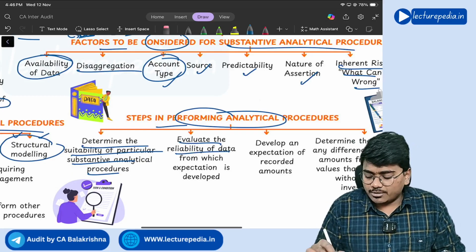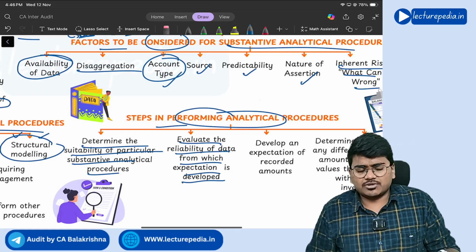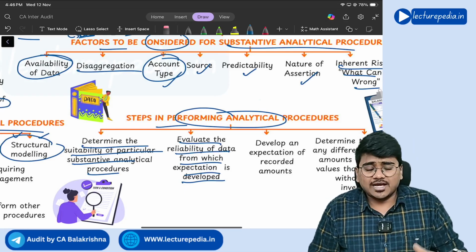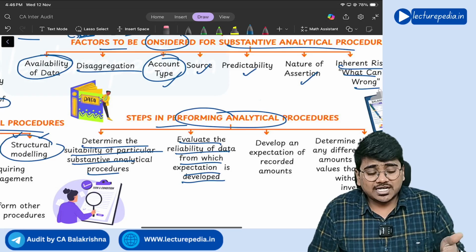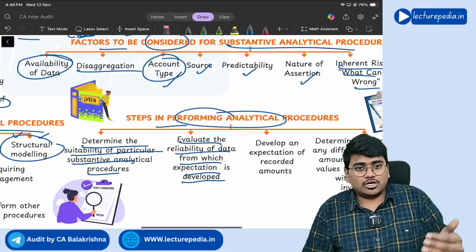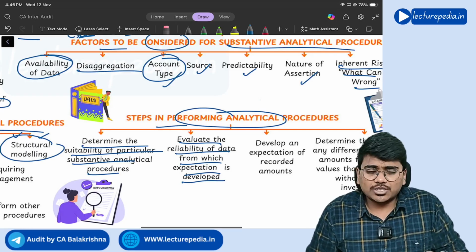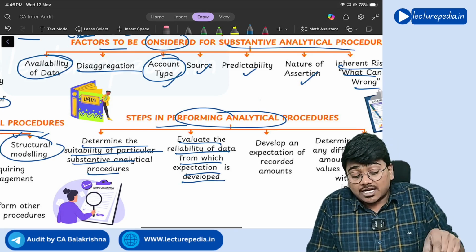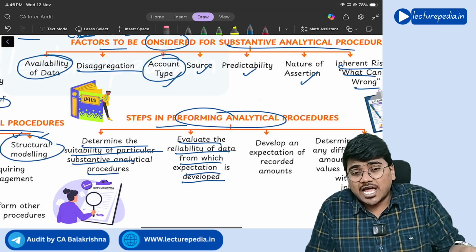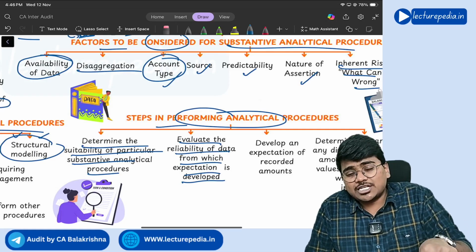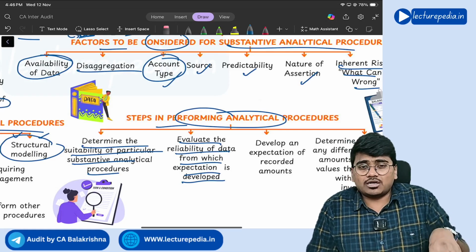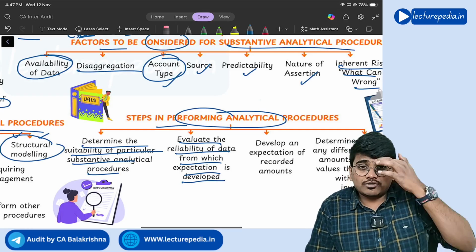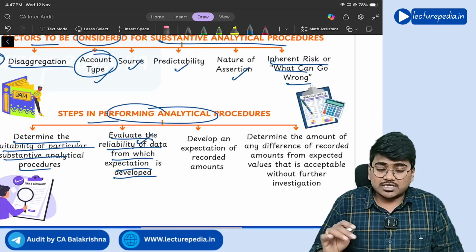Next, evaluate the reliability of data from which the expectation is developed. Once you have an idea that yes, in this situation I can perform analytical procedure, now you will check whether the data is available. Because for performing analytical procedure, the first thing that you require is the data. Without data, you cannot perform analytical procedure. And that data should also be reliable. If you don't have reliable data, the expectation that you make based on analytical procedure will not be reliable. So whether the data that is available is reliable or not, you will also see.